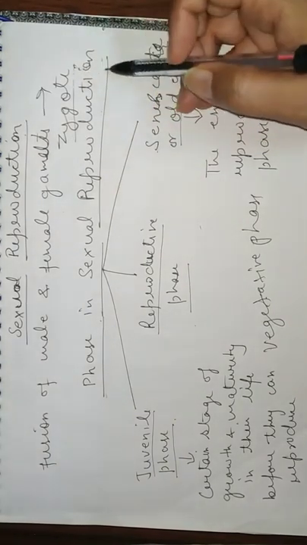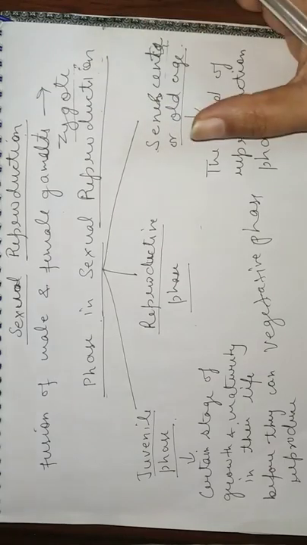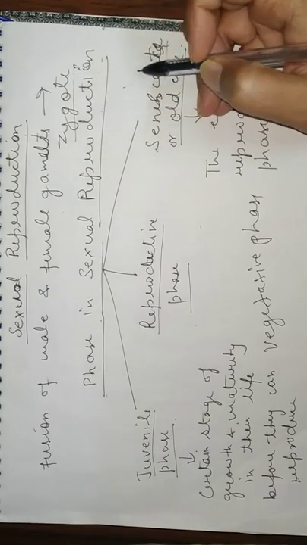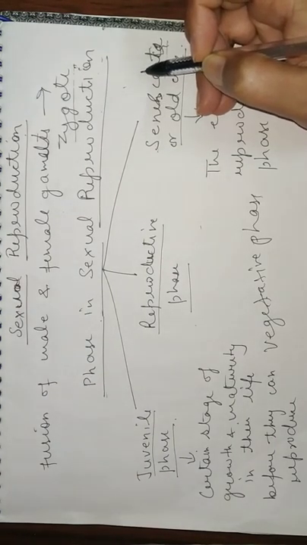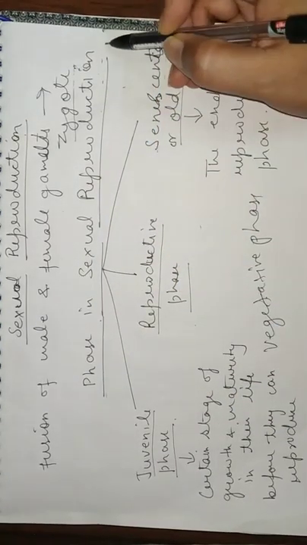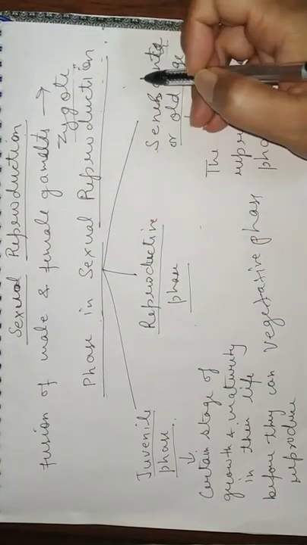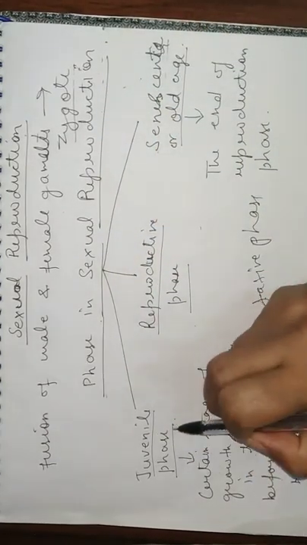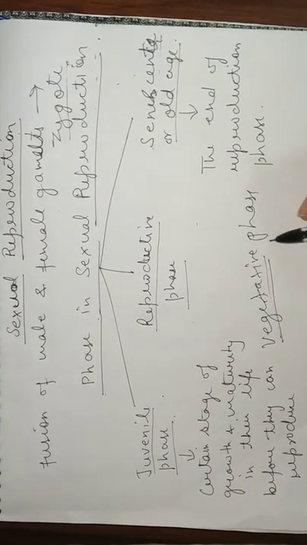As we know, the external morphology, internal structure and physiology in all the organisms have some variations. So, in the sexual mode of reproduction, what is similar in all of these organisms? This is described with the help of phases in sexual reproduction. In sexual reproduction, 3 phases are present. First one is the juvenile phase, also known as the vegetative phase.